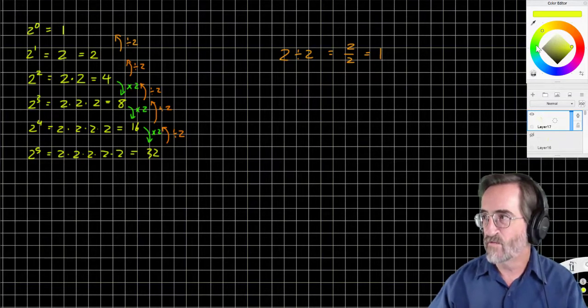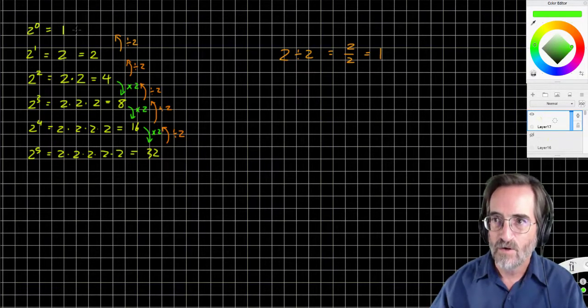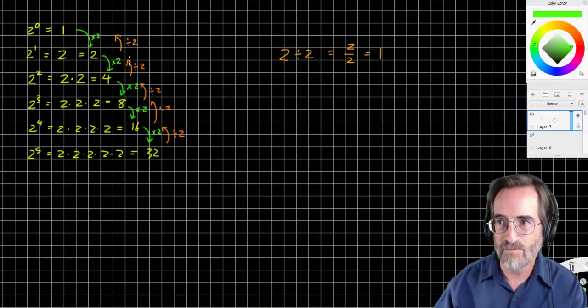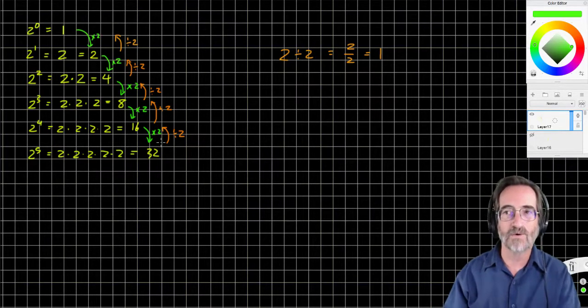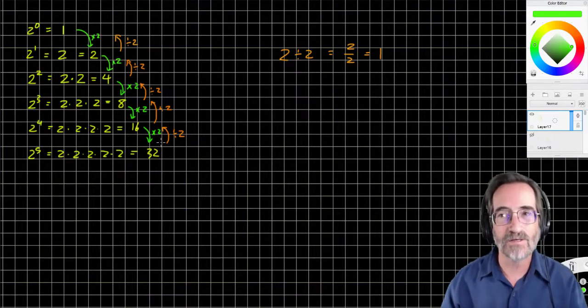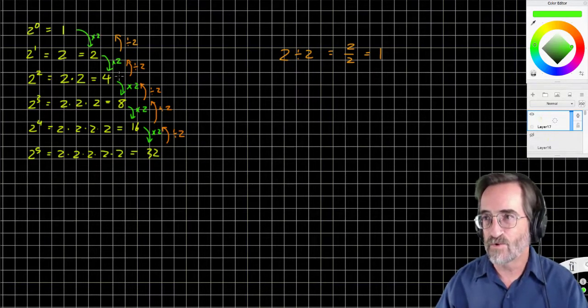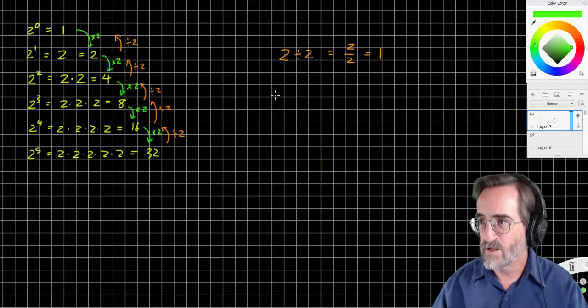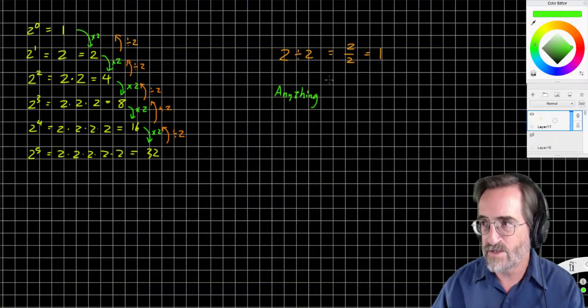And the pattern going forward still works too. 1 times 2 is 2. 2 times 2 is 4. 4 times 2 is 8, and so on and so forth. So the pattern continues. So here's the rule for the 0 power: if I raise anything to the power of 0, the answer is 1.